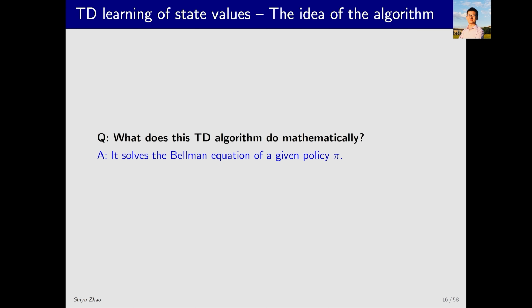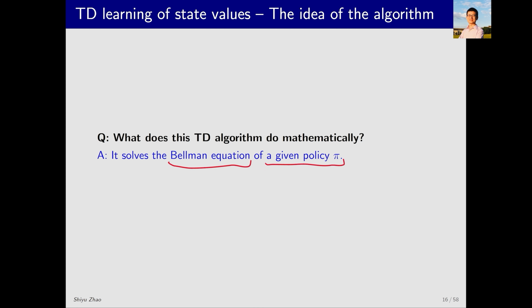The discussion about the TD algorithm is not yet complete. Another important point is, what does this TD algorithm do mathematically, and why does it take this particular expression? Earlier, I directly presented the TD algorithm, but why was it designed this way in the first place? What exactly is it doing? Let's analyze this. Mathematically, it is actually solving a Bellman equation. Whose Bellman equation? The Bellman equation of the given policy.